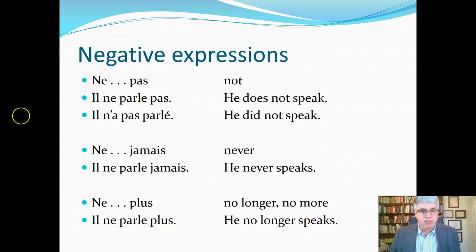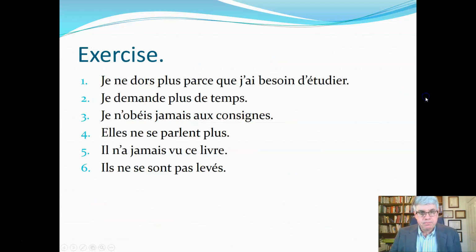He never spoke. And the third one we're going to look at is ne plus, and that means no longer or no more. Il ne parle plus. So he no longer speaks. The ne and the plus go around the conjugated verb.